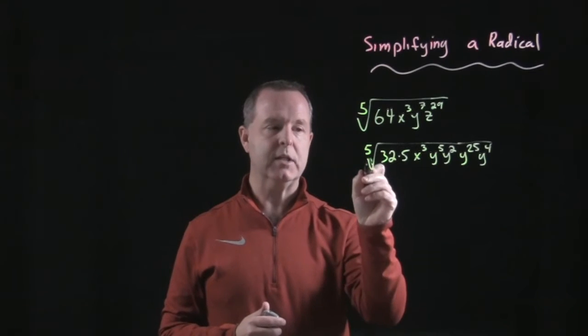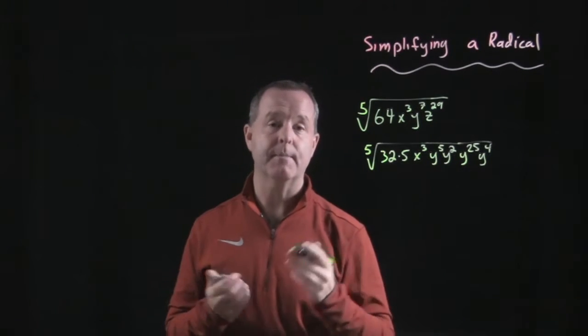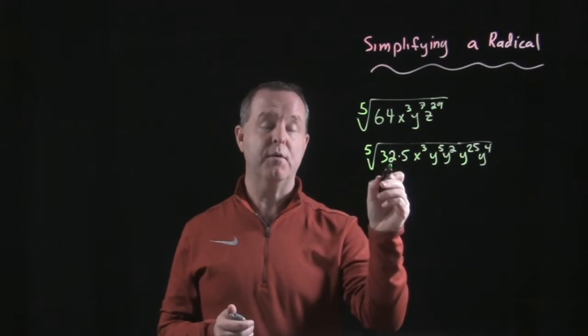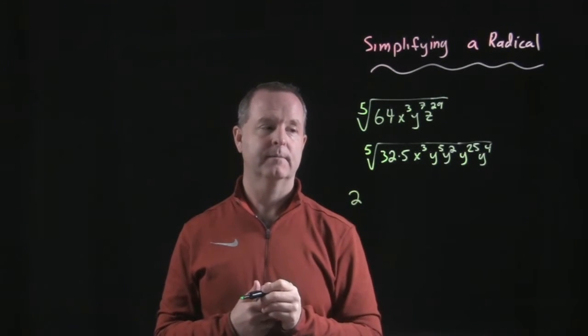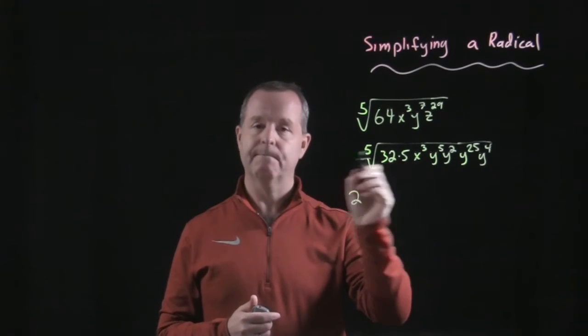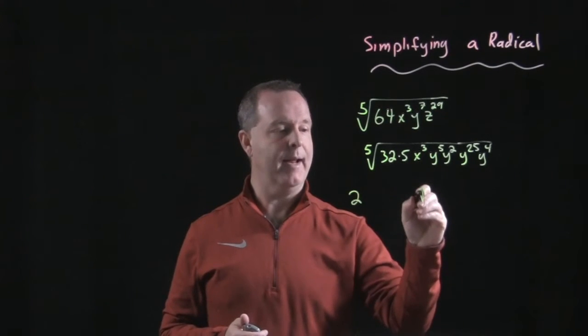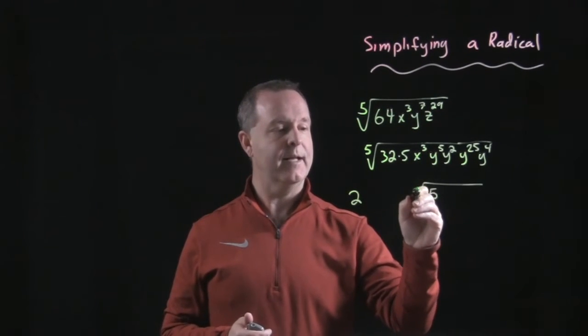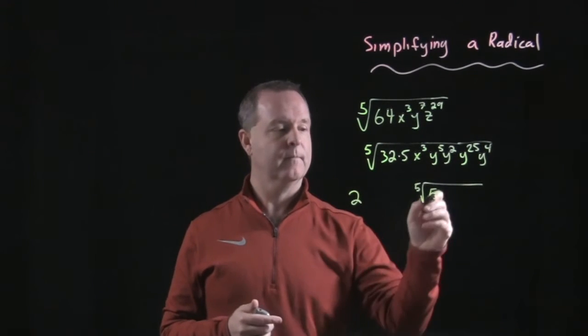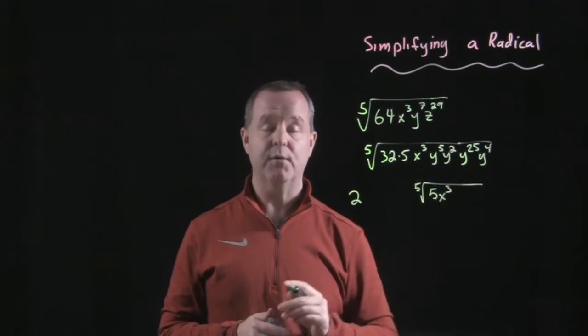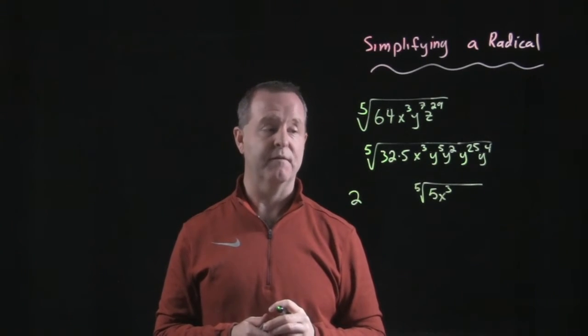From here, let's just look at each individual term and see which one is a perfect fifth root. The fifth root of 32, that's a 2. So I can pop him on out. The fifth root of 5, I cannot. So he remains in the fifth root. The fifth root of x cubed is the fifth root of x cubed. There's no perfect fifths in that.